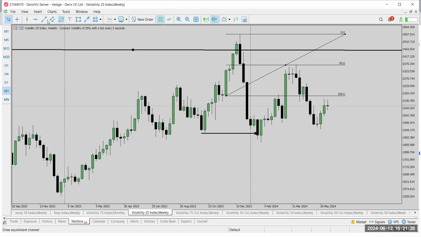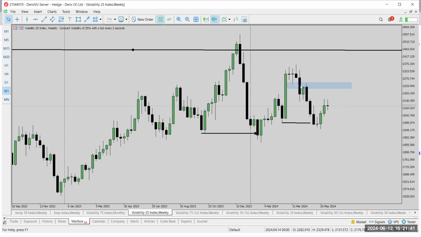So on the weekly, we have had a weekly market shift right here. Shifting market structure right here after we traded up. So this was a bullish move. Now we have switched bearish. And as we switch bearish, price will have to move from a premium range to a discount range. So this now becomes our dealing range. From this high to this low that was formed here becomes our dealing range. And above the 50% is the premium, below the 50% is the discount.